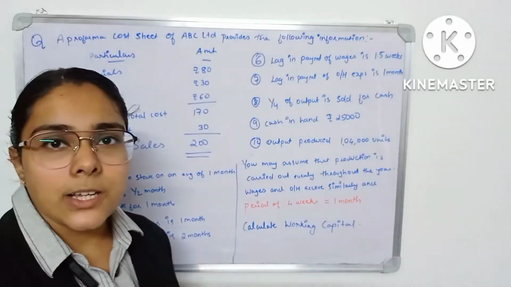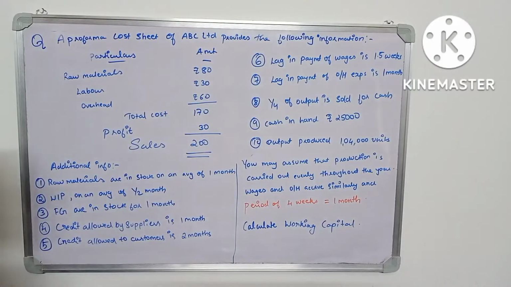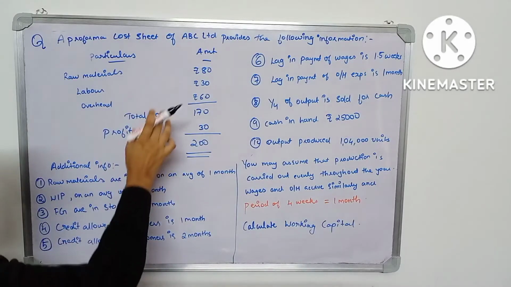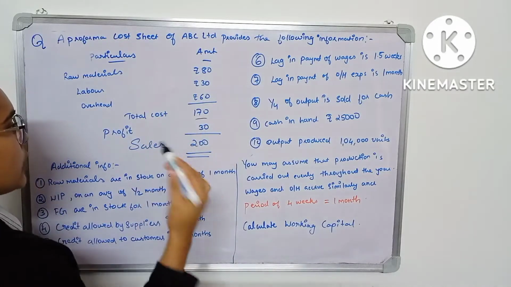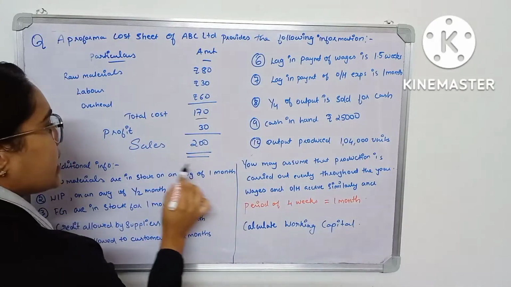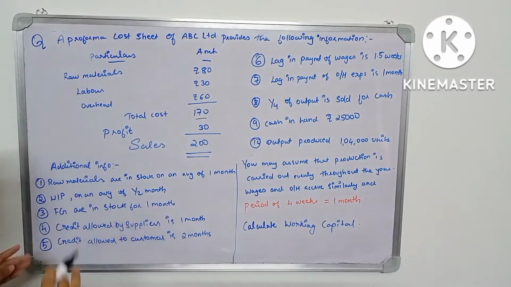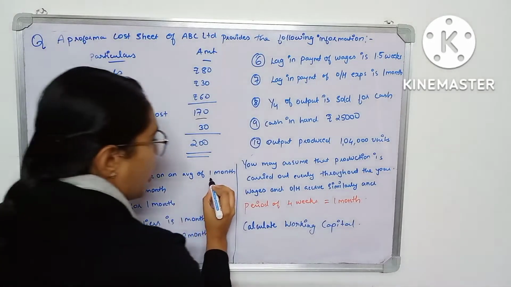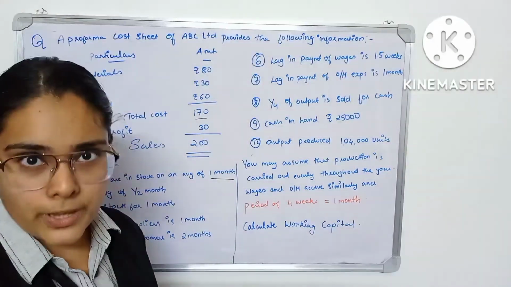Now let us analyze the question in detail. Here you are given the cost sheet of ABC Limited and it says the components of cost and the total cost, it is 170, and when you add profit you get the selling price per unit is 200. Now the additional information: raw materials are in stock on an average of 1 month. What does this 1 month represent? It is the conversion period of raw materials.